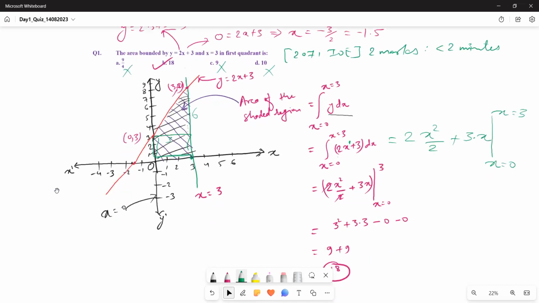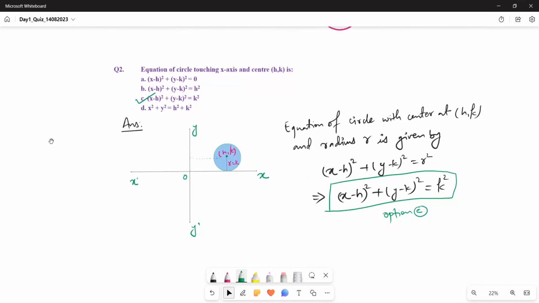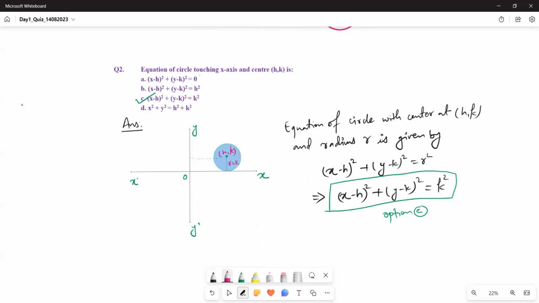Okay, fine. Now moving to question number 2, we have the equation of a circle touching the x-axis and center at (h, k). Just look at the question very nicely. It's touching the axis. What do we mean by touching? Touching means its boundary is touching, right? Not the center. Its boundary is touching the x-axis and the center is at (h, k).